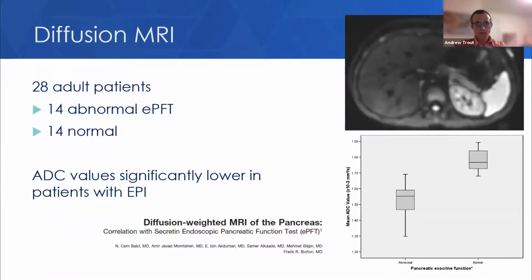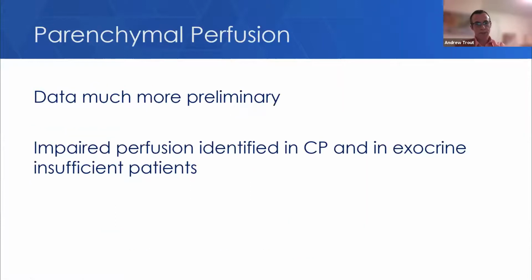Diffusion weighted MRI, as I mentioned, these are the data supporting that. 28 adult patients, about half with abnormal endoscopic pancreatic function tests, the other half with normal. And they showed that ADC values were significantly lower in the patients with exocrine pancreatic insufficiency. So in other words, we see restricted diffusion, decreased motion of water in patients with exocrine insufficiency, presumably on the basis of fibrosis in the pancreas.